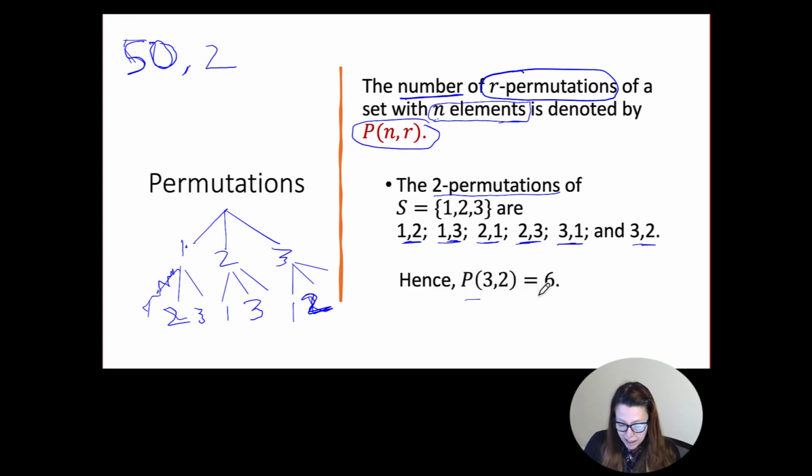So how do I quickly get at this number, the number of permutations, starting with 3 elements, taking those 2 permutations, so that's P(3,2), is 6.